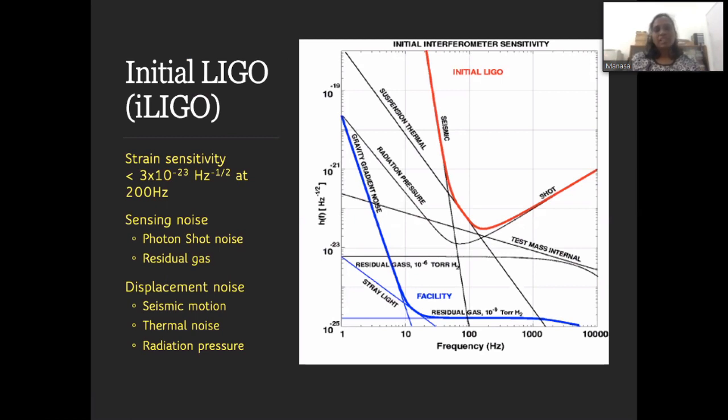So when initial LIGO was proposed, or when any interferometer is built, we budget the noise levels of the components that constitute the detector. When initial LIGO was proposed, the target sensitivity was set at 10⁻²³ at 200 Hertz. And the relevant noise sources were all budgeted, and a total noise target was also set.